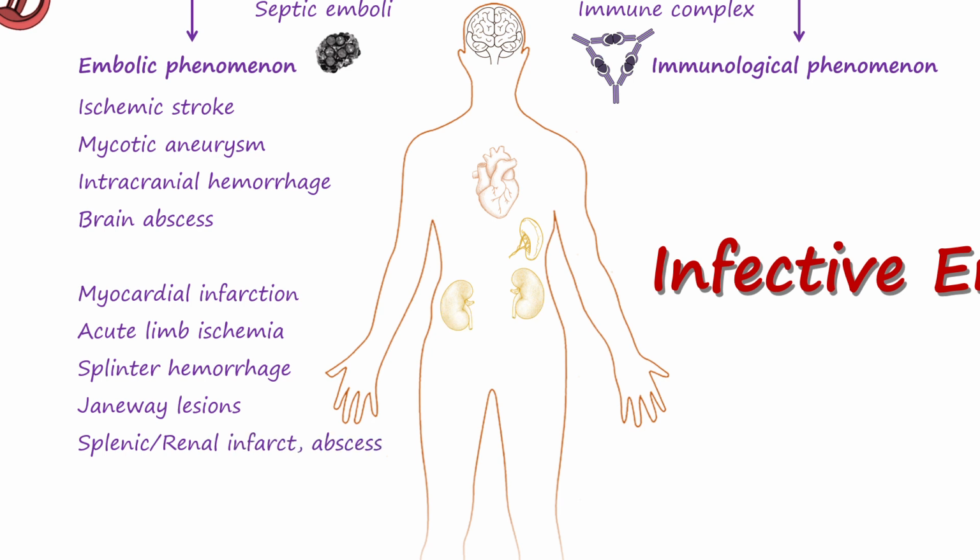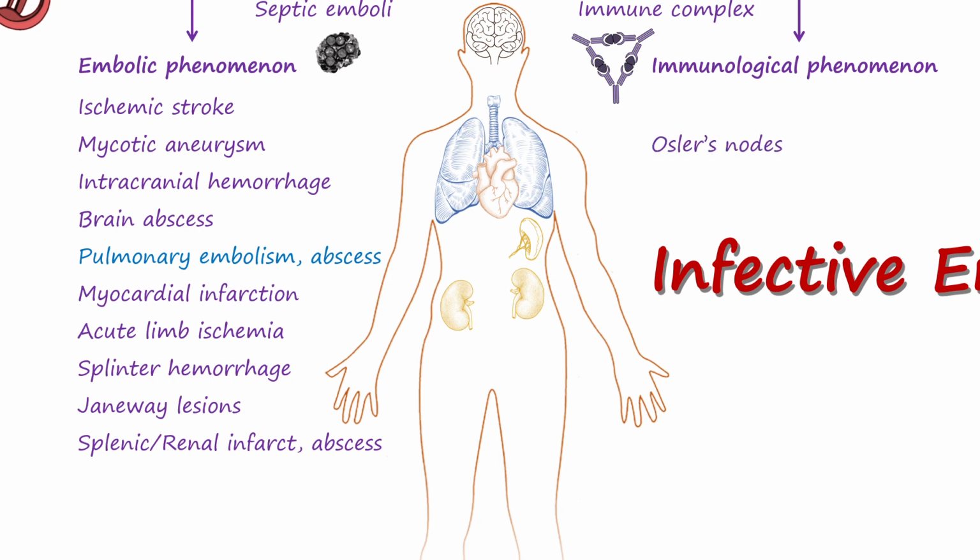In cases involving the tricuspid valve, they can travel to the lungs, potentially causing pulmonary embolism and lung abscesses. Additionally, deposition of immune complexes triggers immunological reactions, which cause inflammation and tissue destruction around the site of deposition. On the hands and feet, they can result in swelling, redness, and pain, known as Osler's nodes. These painful lesions are typically found on the fingers, toes, palms, and soles.